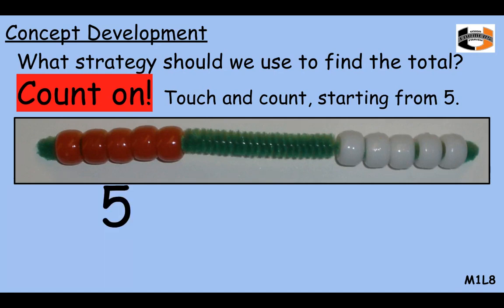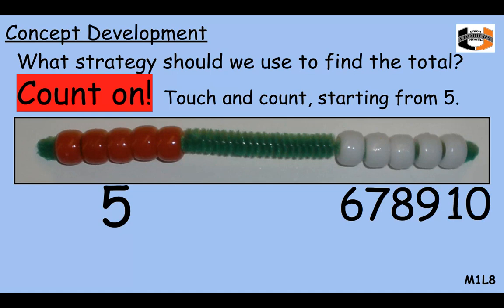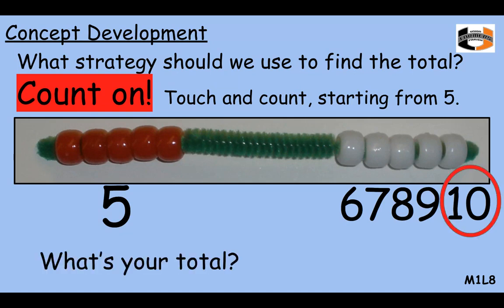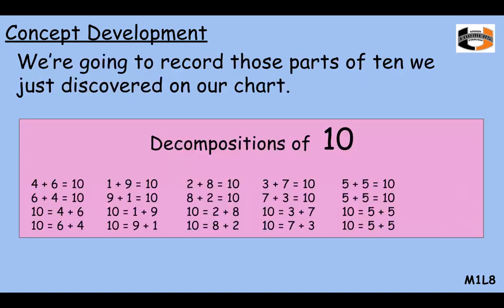5, 6, 7, 8, 9, 10. And your total is 10. We're going to record those parts of 10 we just discovered on our chart. There are many partners of 10.